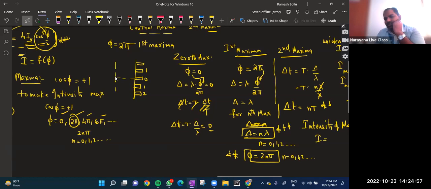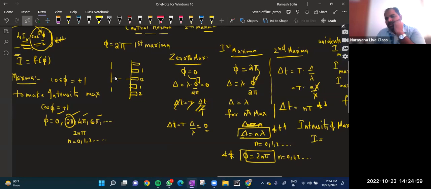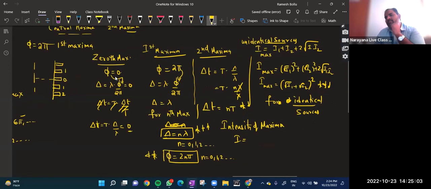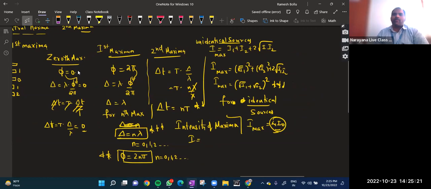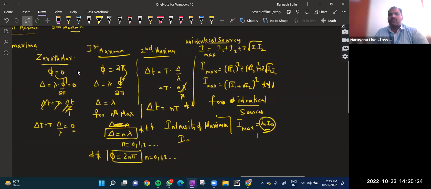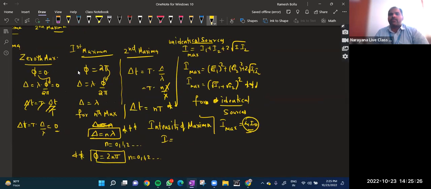So for identical sources of light, what is the maximum intensity? 4I0. That is the reason for all bright bands, the intensity is divided into equal intensities. Every intensity here is equal to 4 into I0. Understood? So I am requesting you to remember all these conditions for maxima. Such interference is called what here? Constructive interference.